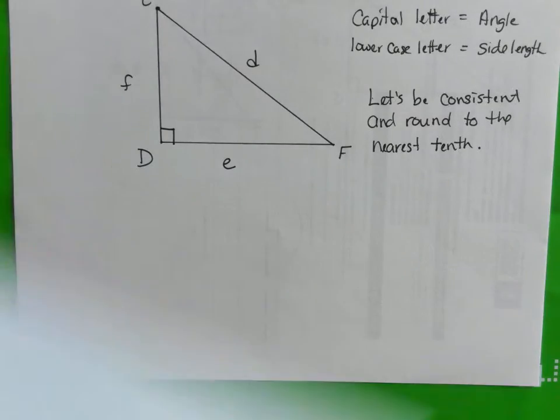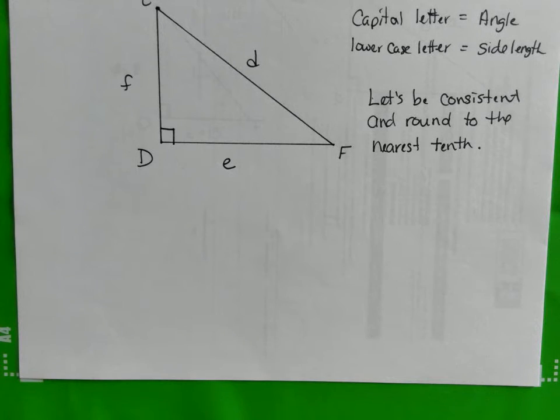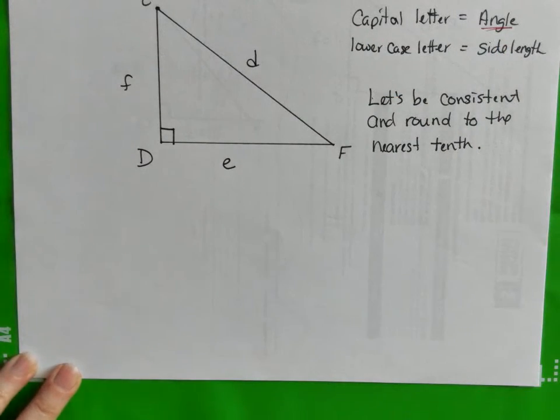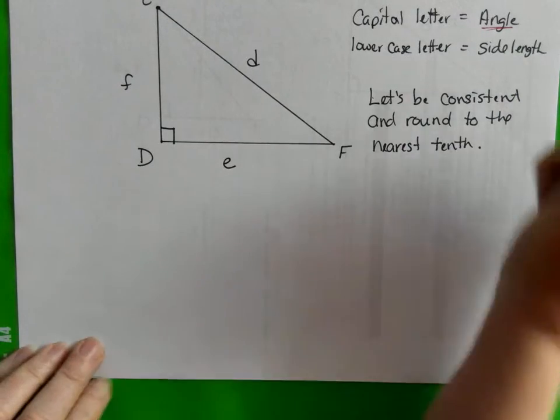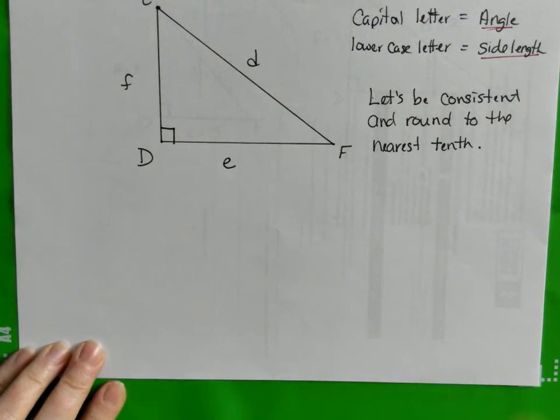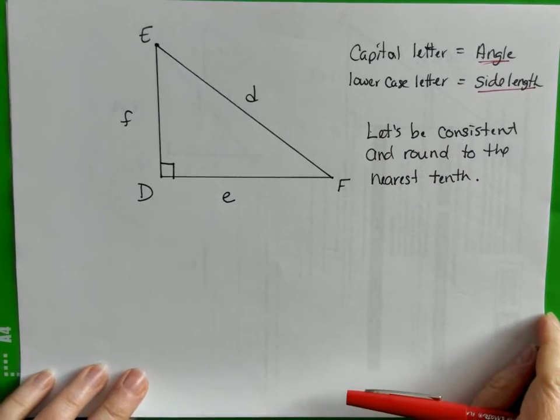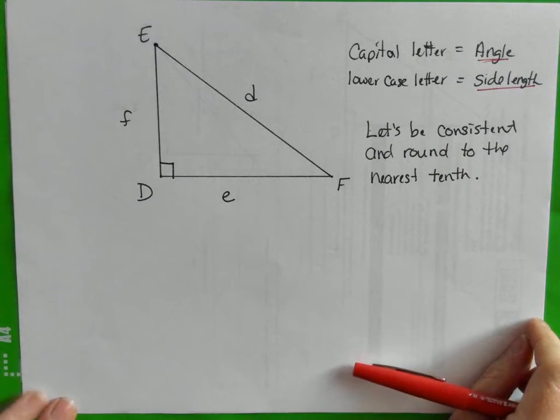Okay, so just a couple of things to review. First of all, capital letters means I'm talking about an angle. A lowercase letter means I'm talking about a side length. Okay, and just so we can be consistent, we're going to round to the nearest tenth.